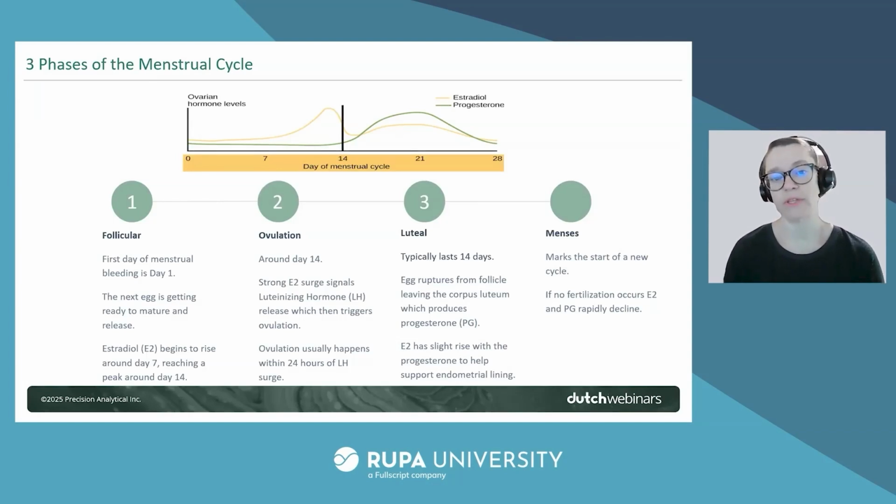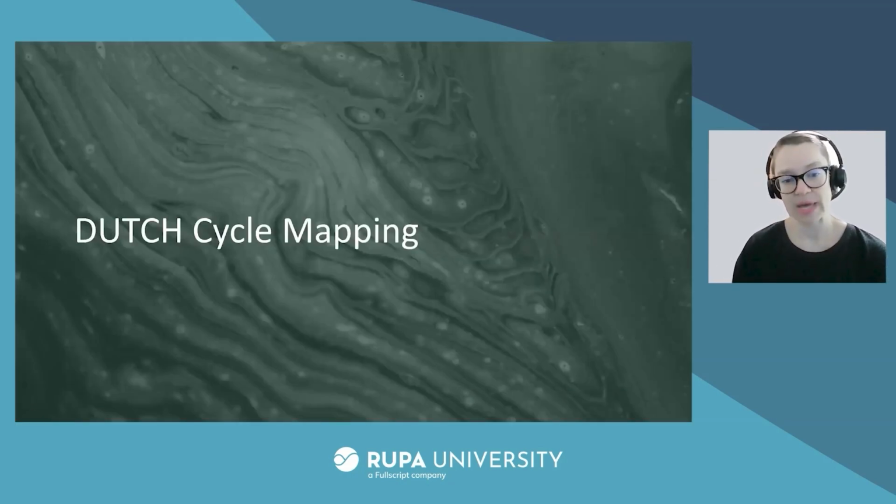Following that, after ovulation, we have the luteal phase, which is typically 14 days. The egg's ruptured from the follicle. It leaves behind a corpus luteum, which produces progesterone. During this time period, we also see a slight rise of estradiol along with that progesterone, which helps support the endometrial lining. If no fertilization occurs, then we do see a rapid decline of estradiol and progesterone, which increases prostaglandin levels, that causes uterine contractions, and we see the uterine lining shed, which leads to the menses and the start of a new cycle.